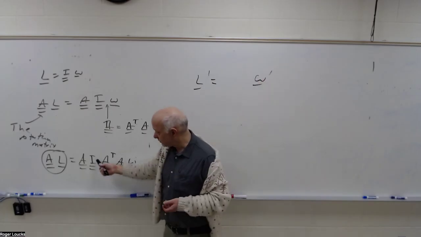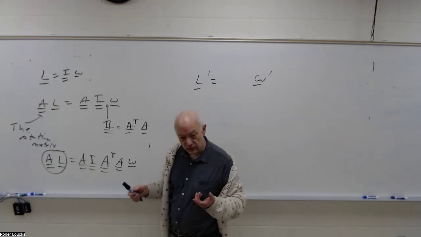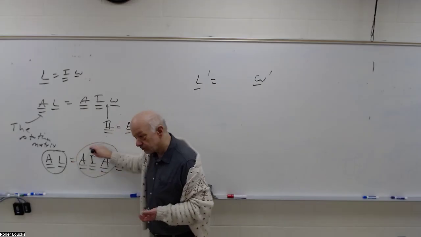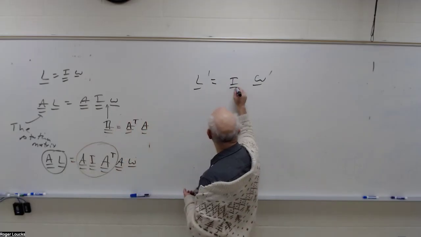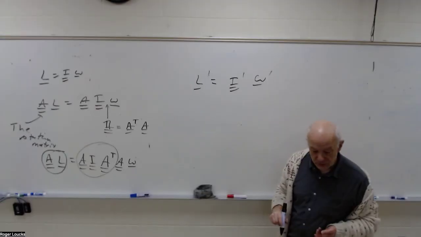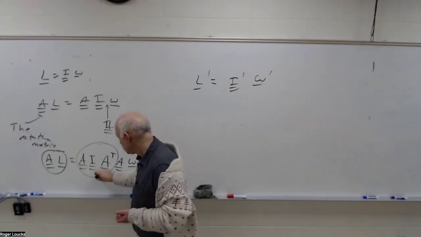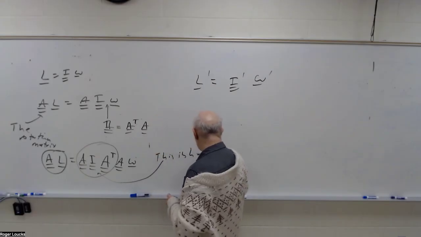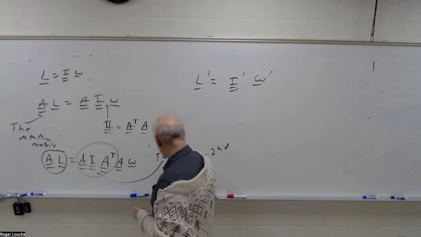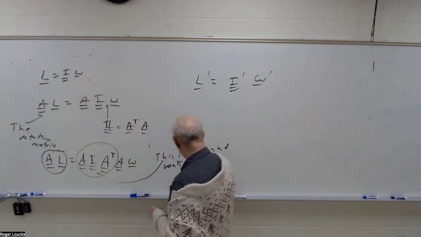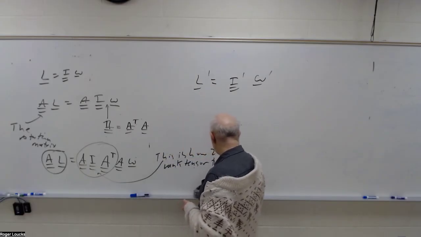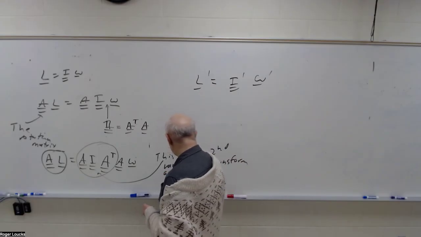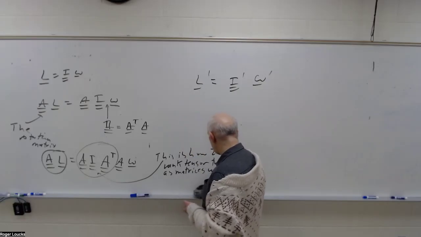But hey, this I here is not a vector, it's a second rank tensor. How do second rank tensors transform? Like this. So that becomes our I prime, because this is a second rank tensor. This is how second rank tensors transform as matrices under rotation.